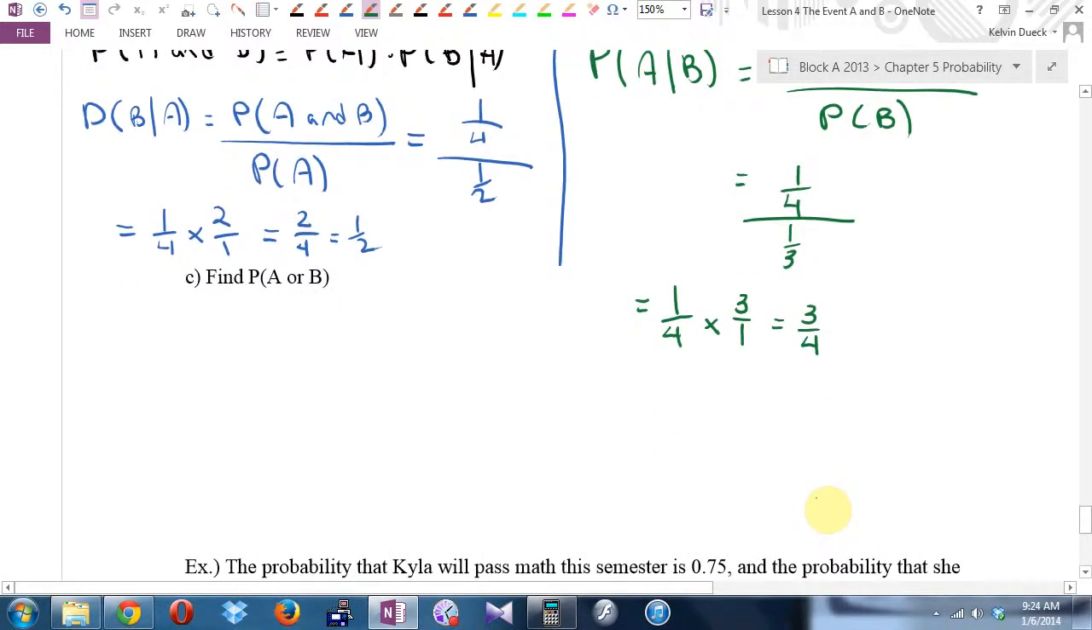What does C want me to find? Or. What does or mean? Add minus the overlap. Right? So or, and this is right from your formula sheet. I think it was formula number 6 or 5. I can't remember. It's going to be A plus B minus the overlap.